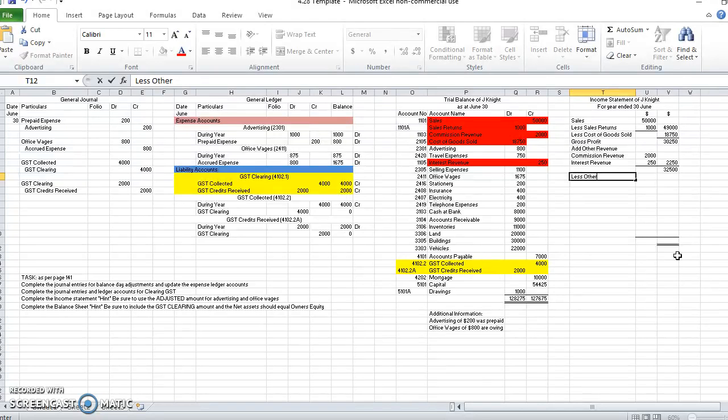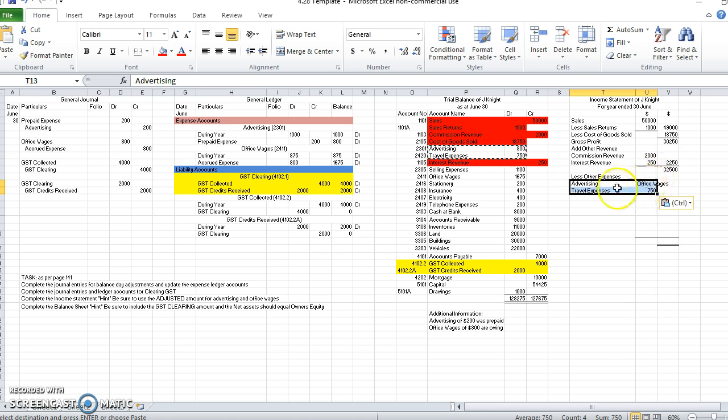less other expenses. So we'll go through and grab all of the expenses out. So we need all of the expenses which are here: advertising, travel, selling, office wages, stationery, insurance is an expense, electricity, telephone expenses. Cash is asset, accounts receivable is asset, inventories is asset, land, building, vehicle, all asset, accounts payable is liability, mortgage is liability, and these are owner's equity. So the expenses are all here.